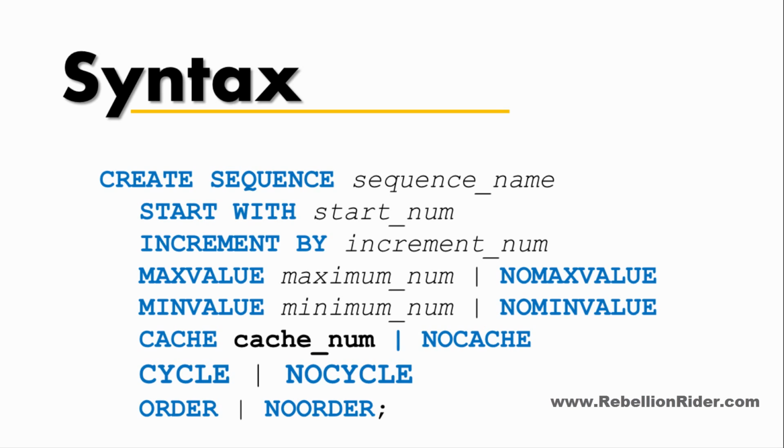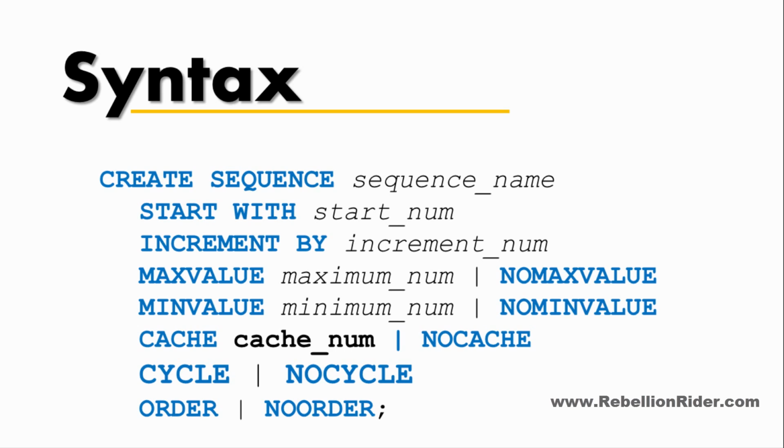Next we have CYCLE or NOCYCLE flags. CYCLE and NOCYCLE are two flags which you have to set. If you set the flag on CYCLE, then your sequence continues to generate its values after reaching either its maximum or minimum value. You specify the NOCYCLE flag when you do not want your sequence to generate more values after reaching its maximum or minimum value. If in case you omit both these flags, then by default the Oracle engine will set the flag on NOCYCLE.